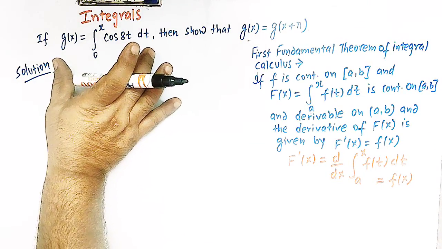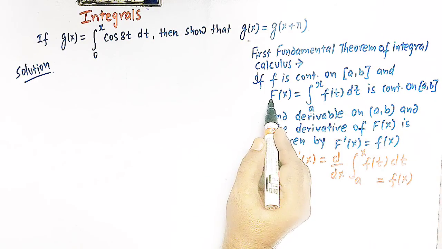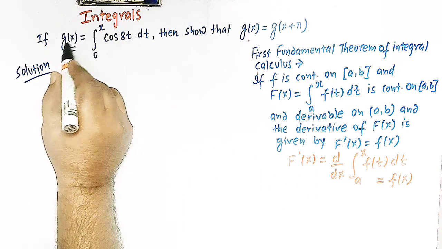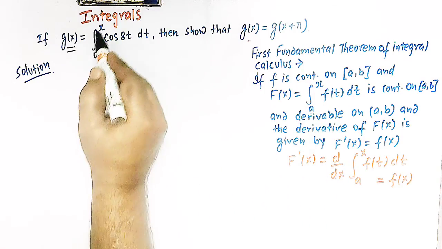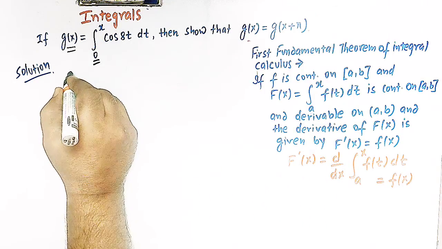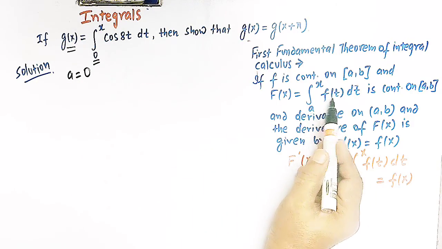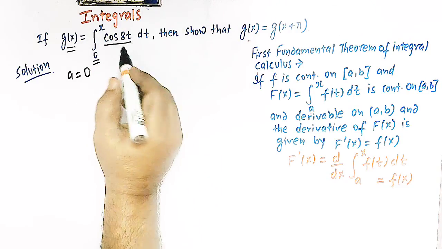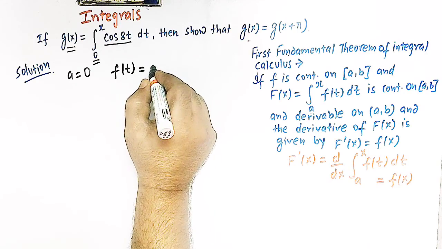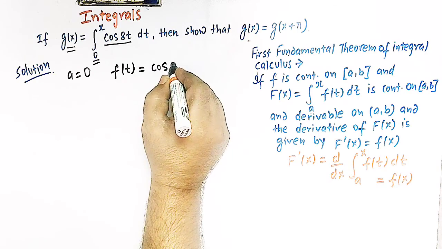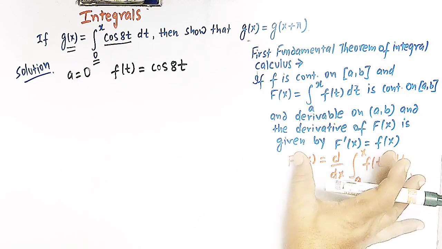So now if we compare this expression with this one, then capital F of x is given by g of x, and here we have the integral from a to x, here we have 0 to x, so the value of a is equal to 0 in this case, and our function f of t is given by cosine 8t, right? So here we have f of t is equal to cosine 8t, right? So now let us make use of this result.